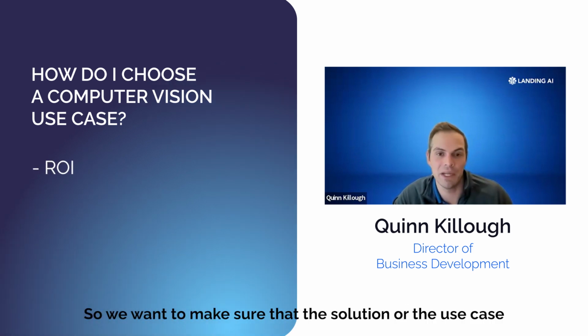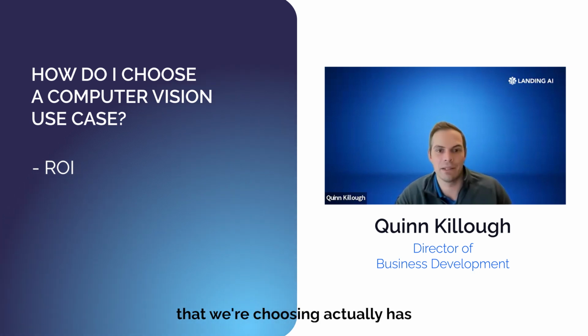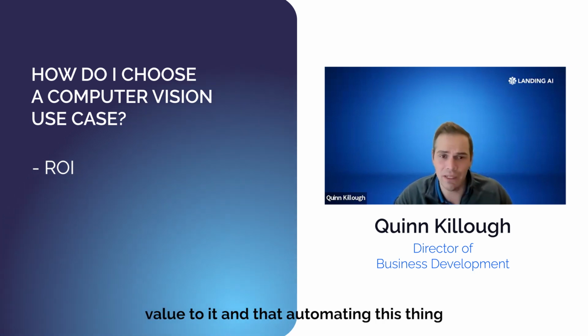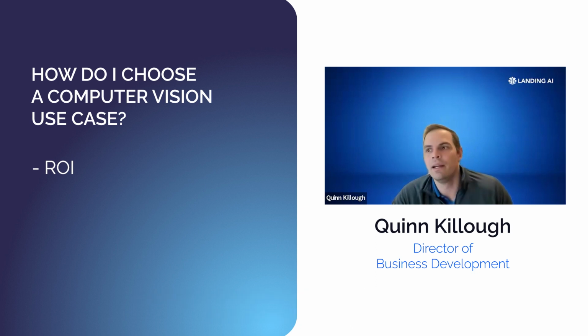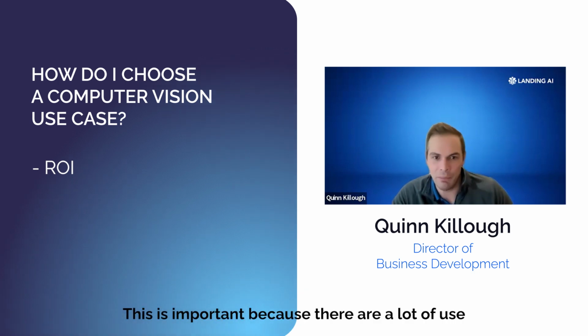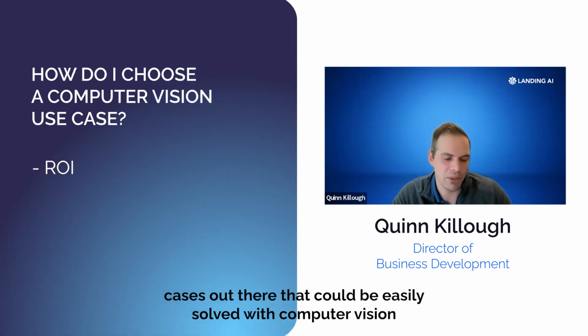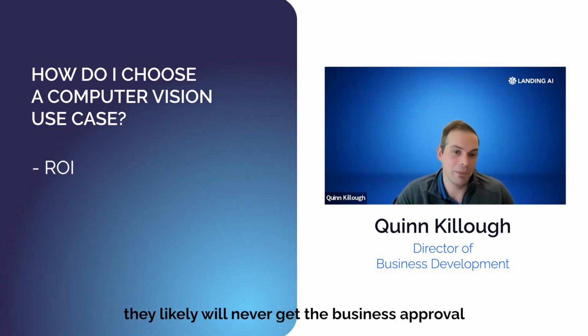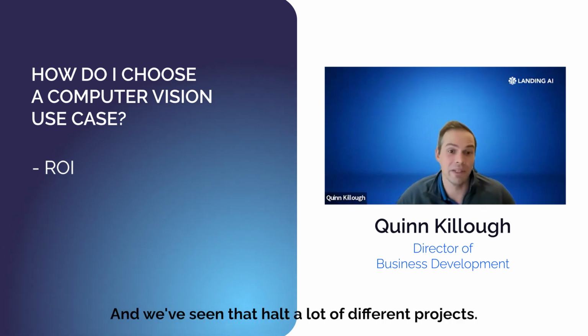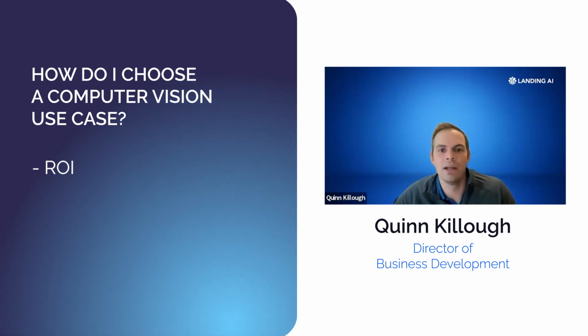So we want to make sure that the solution or that use case that we're choosing actually has value to it, and that automating this thing is going to bring enough value to justify the investment that it takes. This is important because there are a lot of use cases out there that could be easily solved with computer vision, and they might be good use cases, but without the return on investment, they likely will never get the business approval to actually go to production. And we've seen that halt a lot of different projects.